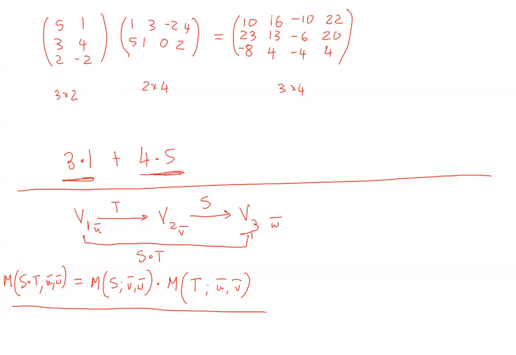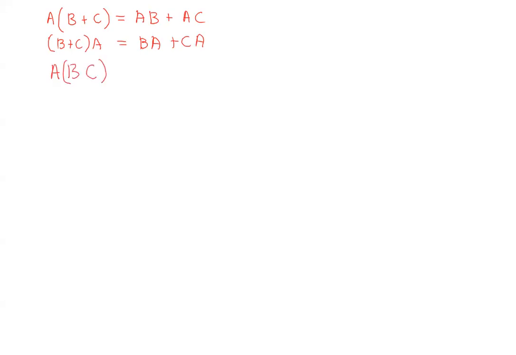And as such, matrix multiplication satisfies very nice properties. So let's see. It has very nice distributivity properties, on both sides. It has a nice associativity property, assuming that all these products are possible.